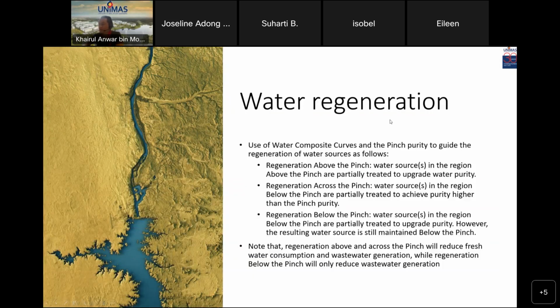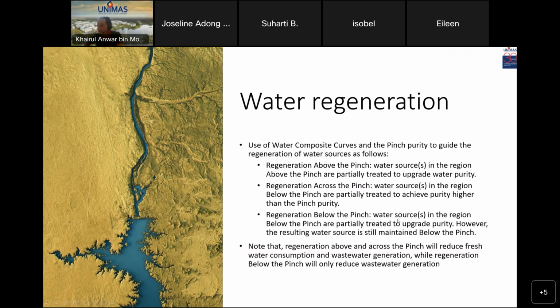Water regeneration. Use the water composite curve and the pinch purity to guide the regeneration of water sources as follows. Regeneration above the pinch point: this is the guideline for regeneration above the pinch. Water sources in the region above the pinch are partially treated to upgrade the water purity. Regeneration across the pinch: water sources in the region below the pinch are partially treated to achieve purity higher than the pinch purity.